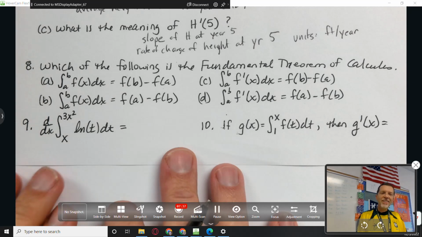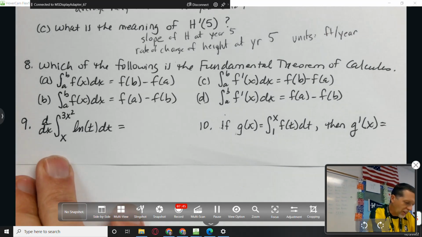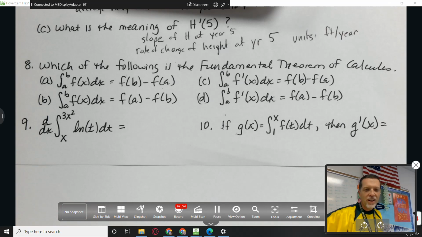Number 8, multiple choice question here. Which of the following is the fundamental theorem of calculus? So look at those and see if you can. Actually, why don't you see if you can answer 8, 9, and 10? I think those are pretty straightforward. So try 8, 9, and 10.